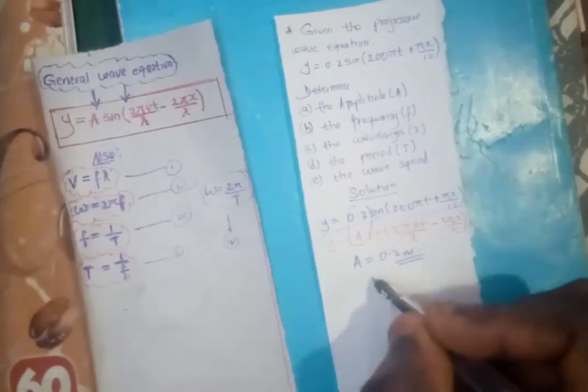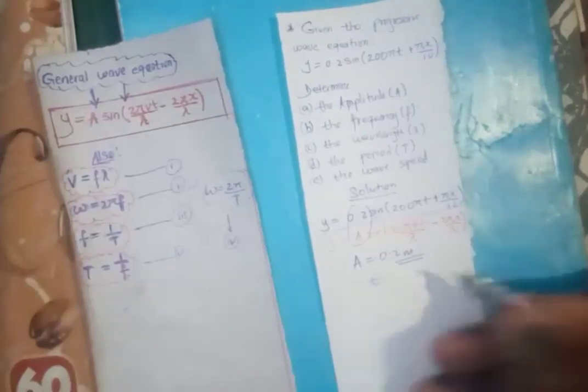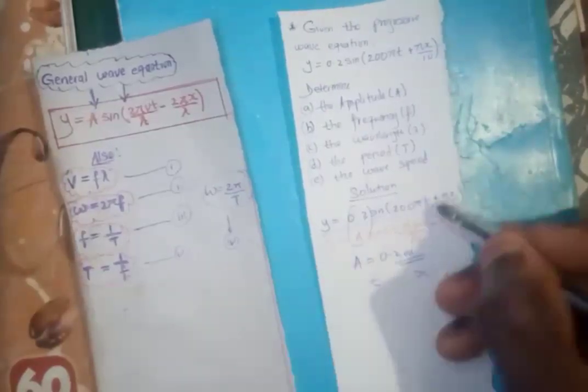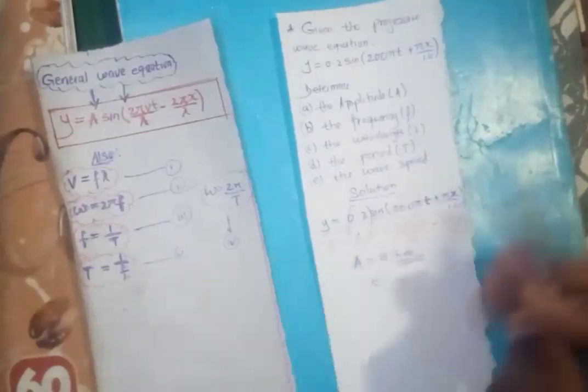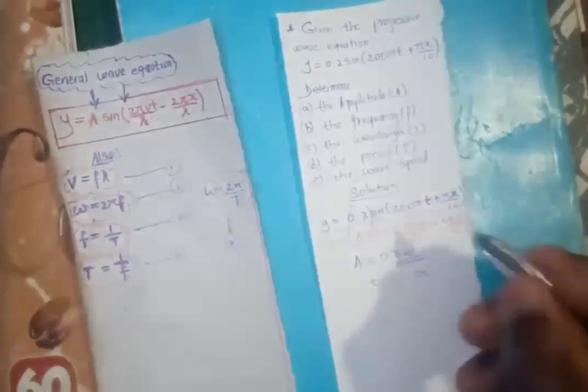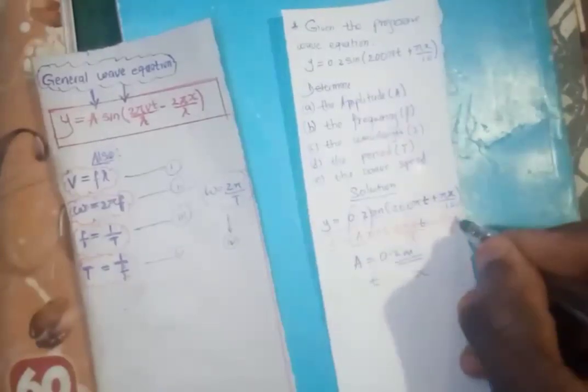Now, how do you find your frequency? Let me give you the approach that I usually apply while solving problems like this. We have two terms, the t term and the x term. Here you can see your t, here you can see your x in the given equation. Also in the general equation, you can see t here, you can see x here.